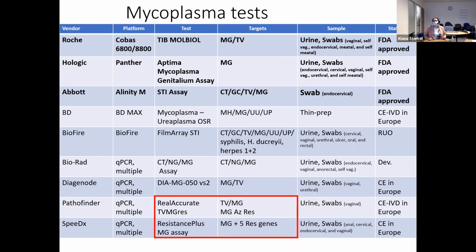Another thing I wanted to point out on this chart is some tests that are in development right now that don't currently have approval in the US, but they do in Europe, that are also looking for resistance genes. And this is a growing problem with Mycoplasma. We'll talk more about that.